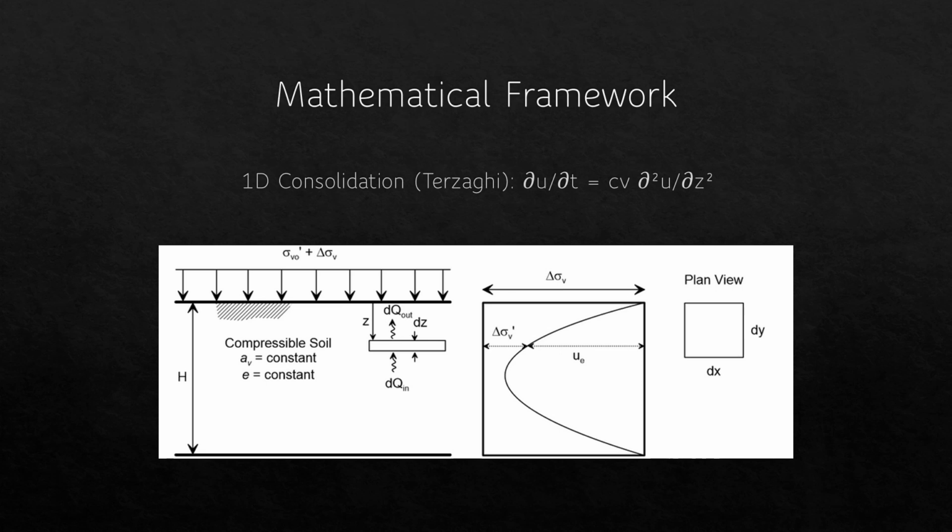This is a 1D consolidation, but you can spread it out such that it's 2D over an area, but you get no lateral movement from this equation, which is somewhat problematic. I'm going to show more in depth how you walk through this.